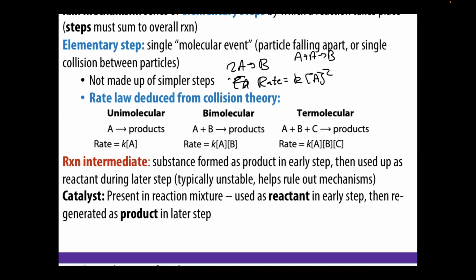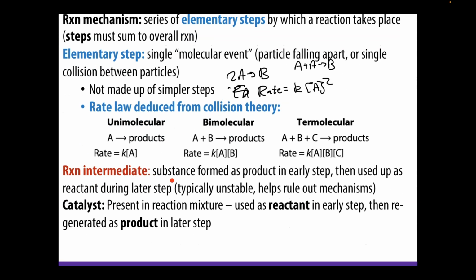In the course of our reactions, we might have reaction intermediates, things that are formed as a product in an early step and then later used up as a reactant in a later step. These can be used to help us eliminate potential mechanisms. If we detect an intermediate that's not predicted by the mechanism, that completely rules out that possible mechanism.